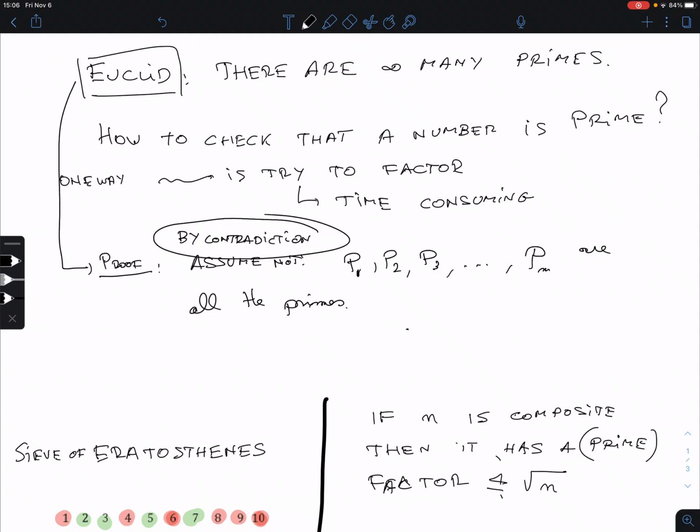And then now look at the number n. I take P1, multiply it with P2, P3, so I multiply all these numbers, so multiply, not add.